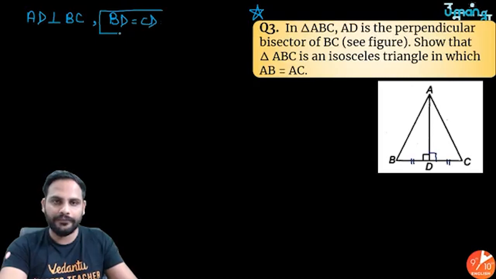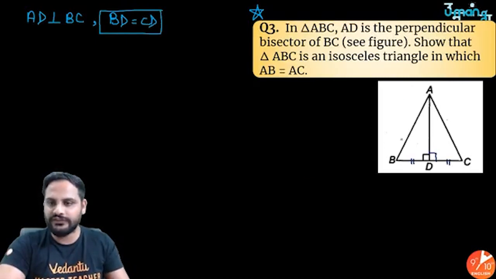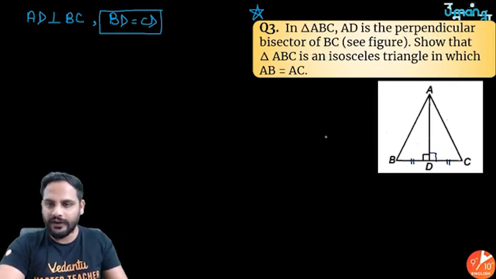This thing we know. Then they are saying, show that triangle ABC is an isosceles triangle in which AB and AC are equal. So what I will say, let's talk about these two triangles, triangle ABD.